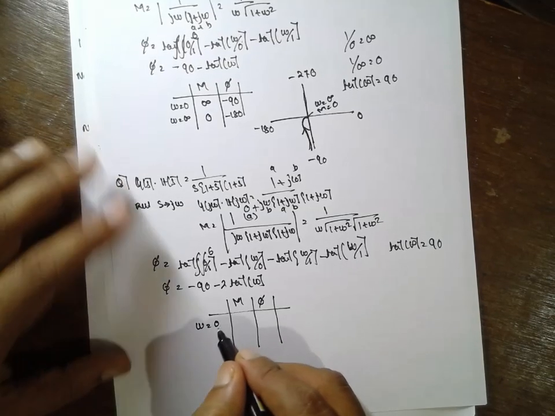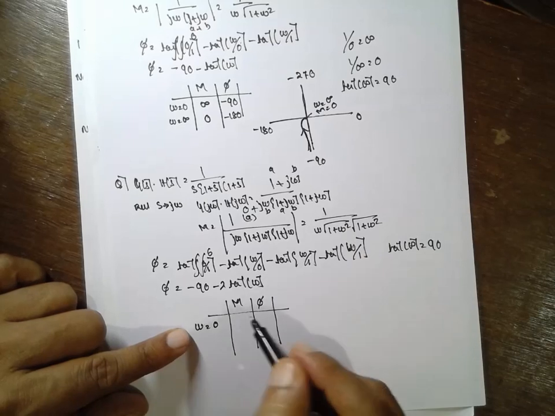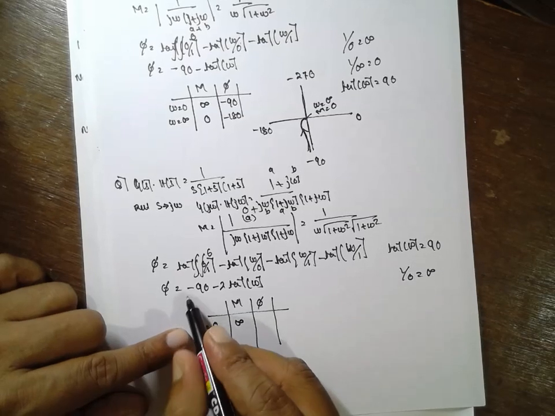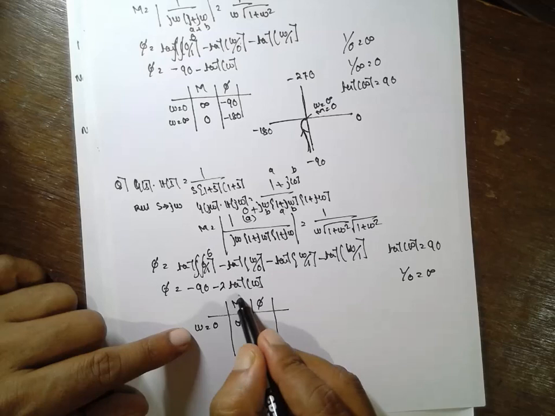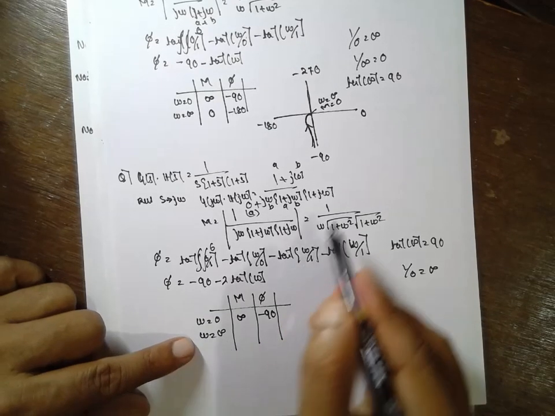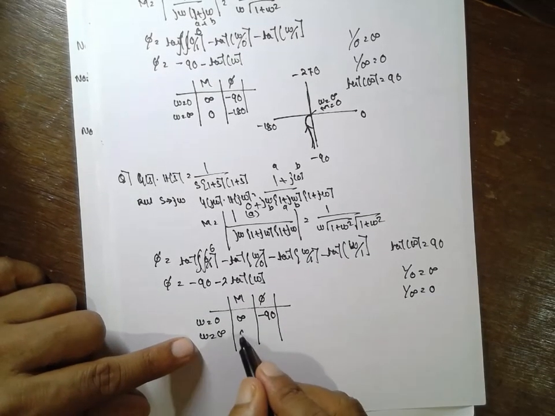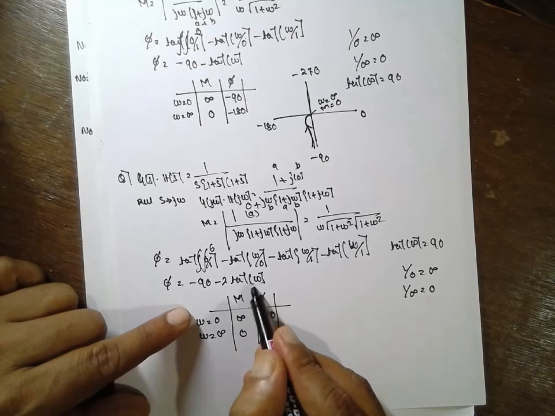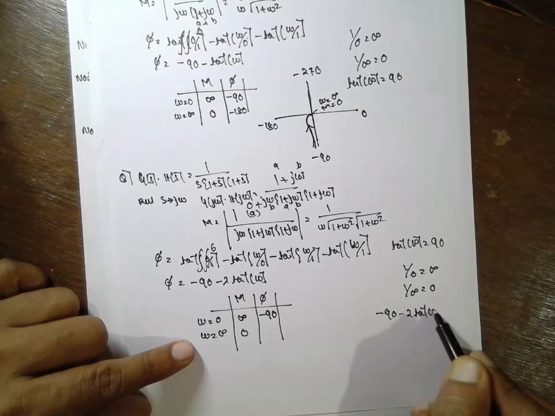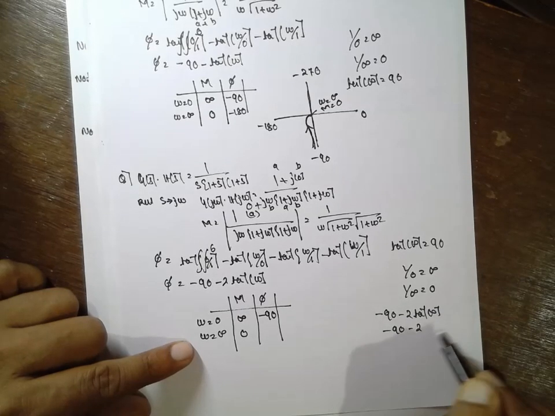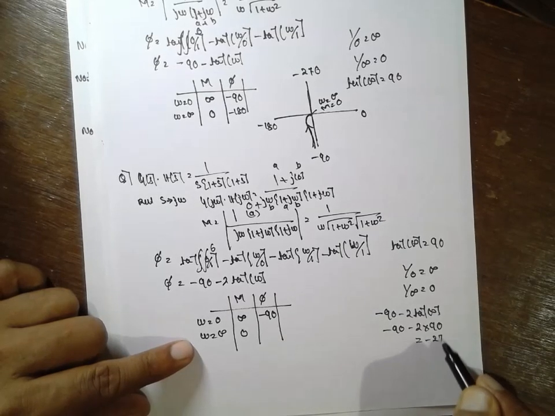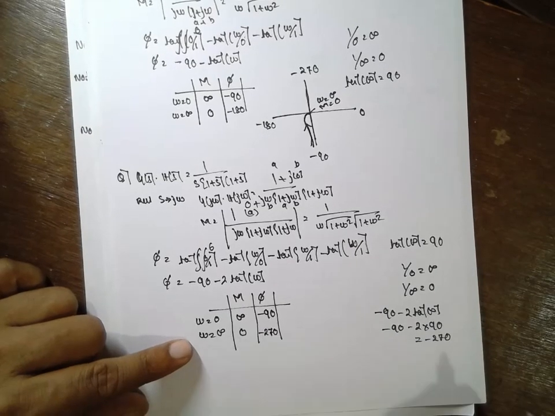Magnitude and phi. When omega is equal to 0, substitute this value in magnitude. 1 divided by 0 is nothing but infinity. Write infinity. In terms of phase angle, 1 divided by 0, this becomes 0. Minus 90, minus 90. When omega is equal to infinity, substitute omega, 1 divided by infinity is nothing but 0. In this place of omega you have to substitute infinity. Therefore it becomes minus 90 minus 2 tan inverse infinity, minus 90 minus 2 into 90. That means total becomes minus 270.